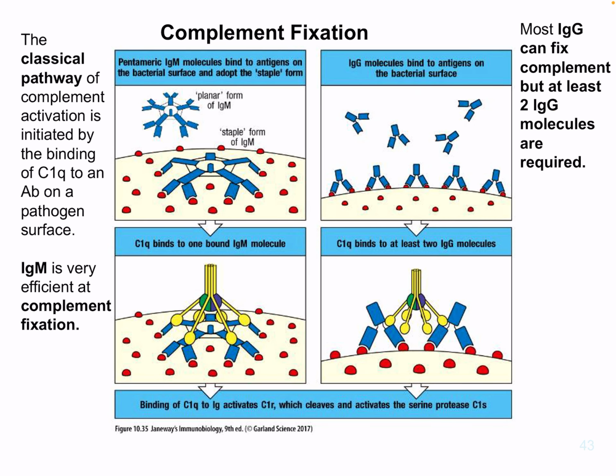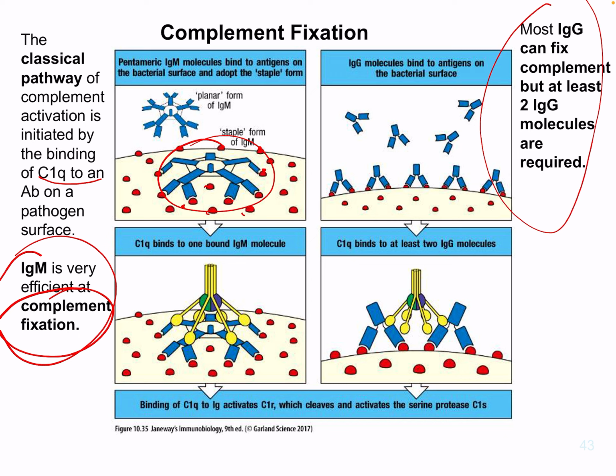So complement fixation is mainly involved in the classical pathway of complement activation, which is initiated by the binding of the C1q complex to an antibody on a pathogen surface. And IgM is very efficient at complement fixation. So IgM is basically the best. Here we have a pentameric form, so it can bind to so many different complements at once, which causes really strong binding. Most IgG can fix complement as well, but at least 2 IgG molecules are required. Here we see we need 2 molecules, where 1 IgM can bind all at the same time.